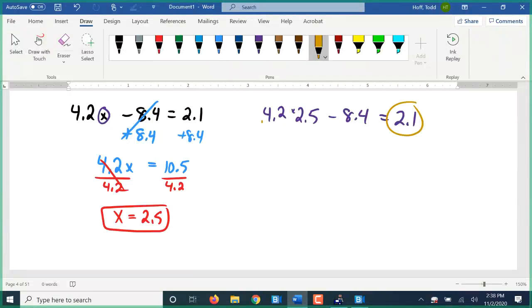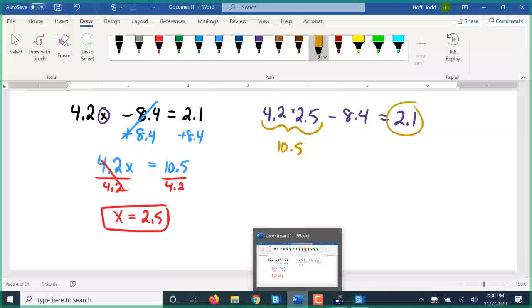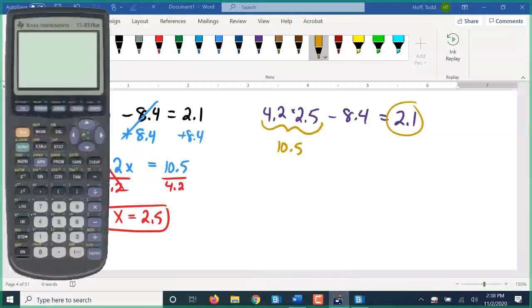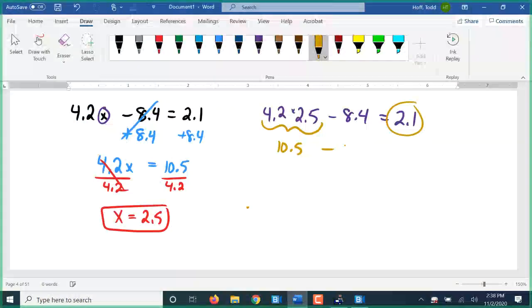On the left side here, 4.2 times 2.5 is 10.5. I was just double checking to make sure. And then 10.5 minus 8.4 is 2.1. So we do get the same value on both sides.